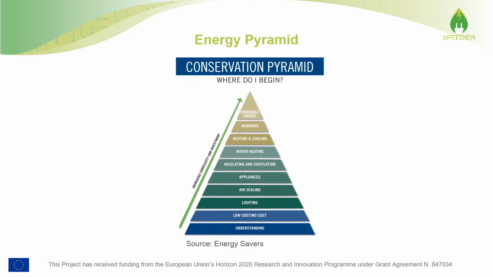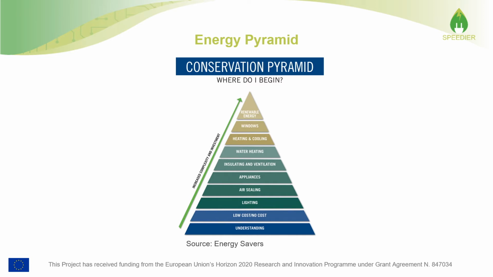Here we can see a more complex look at the energy pyramid, with understanding being at the bottom. Understanding is very important, as you need to understand where your energy is being used, and then you can understand where your low and no cost energy savings will come in. Lighting is always an easy one that people jump to straight away, as LEDs have become more efficient, and they're pretty much the first line of attack that people usually go to.